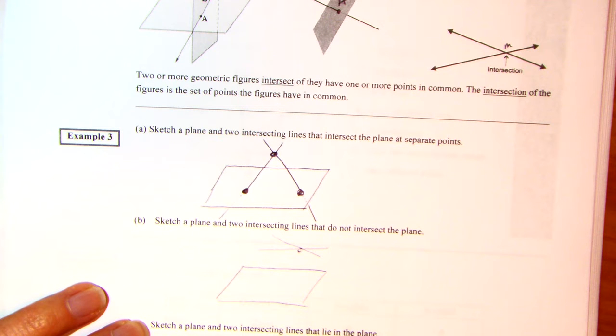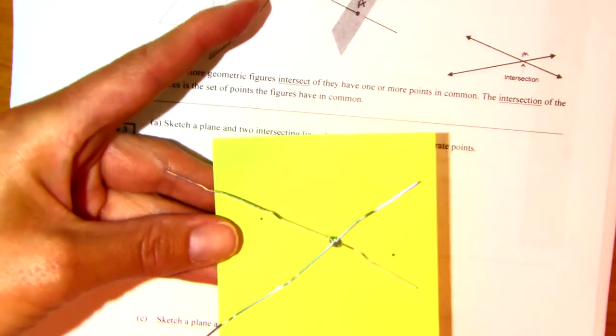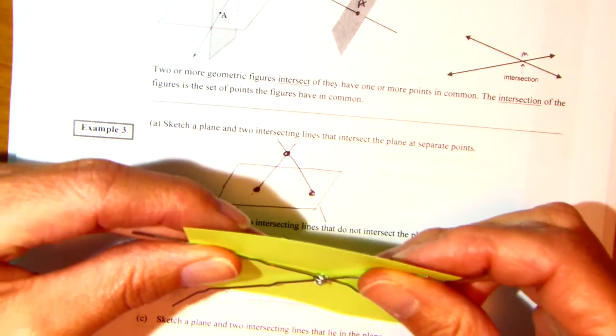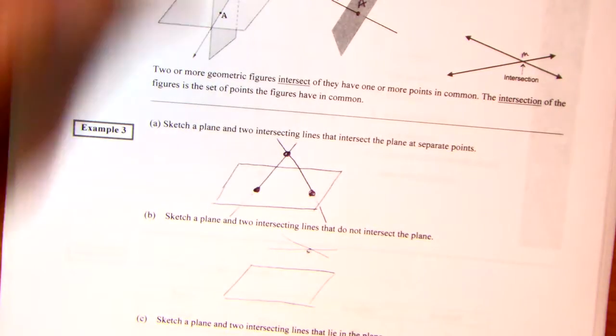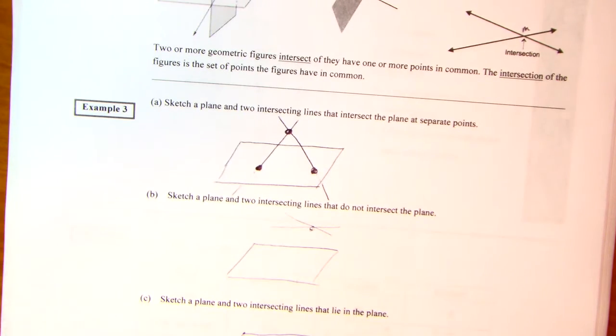Sketch a plane and two intersecting lines that lie in the plane. Okay, so I'm going to make a big plane here. And the lines are in the plane. So basically, if I say that the lines are just in the plane on top, just within. So it has just one dimension. Sorry, 2 dimensions.